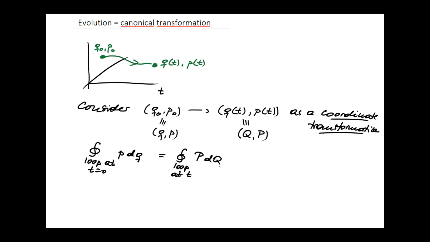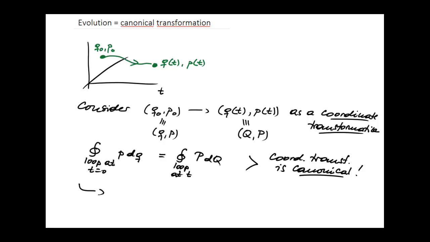Well, this implies that the coordinate transformation is canonical. So this is one more argument, one more indication why canonical transformations are so important in classical mechanics. They appear everywhere. And in particular, you can view time evolution as a time-dependent canonical transformation.